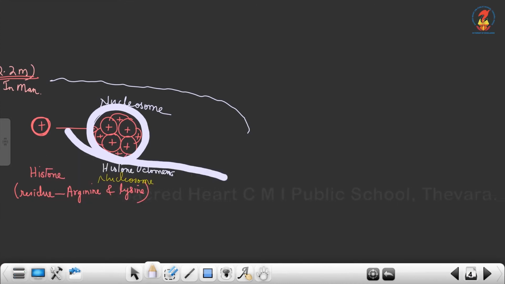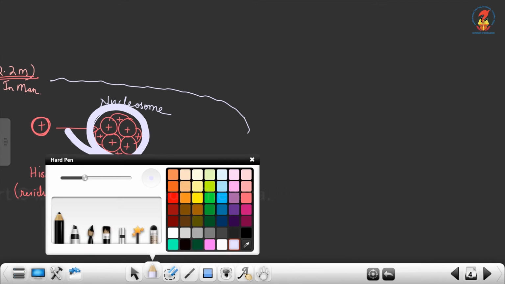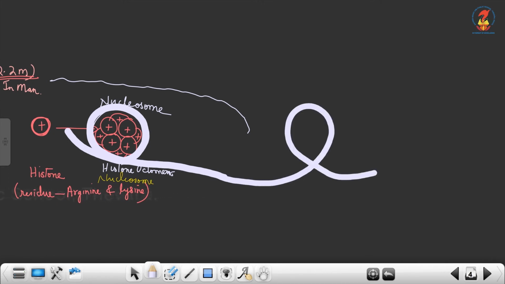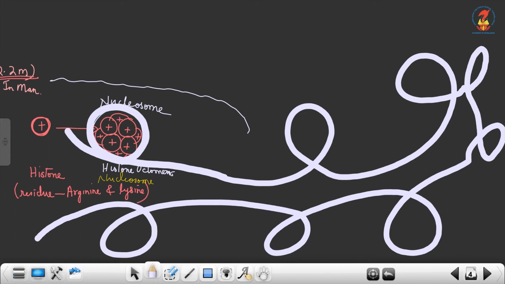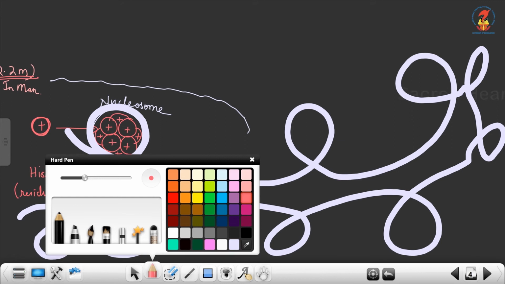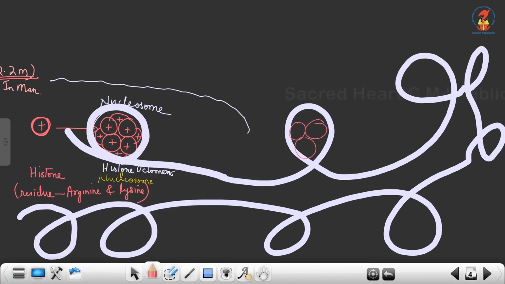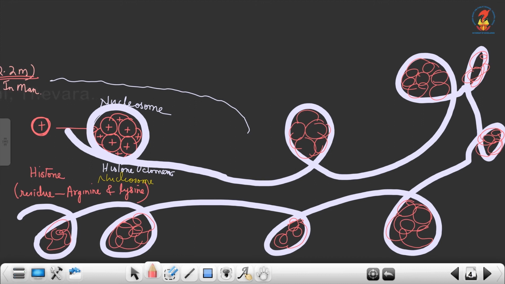So I am just drawing a number of such nucleosomes repeated. Now I just drew the DNA. Inside the DNA we have the histone octamer. 1, 2, 3, 4, 5, 6, 7, 8. Like that. So we can identify how many nucleosomes are in this rough diagram. 1 nucleosome, second nucleosome, third nucleosome, fourth nucleosome, fifth, sixth, 7, 8, 9.